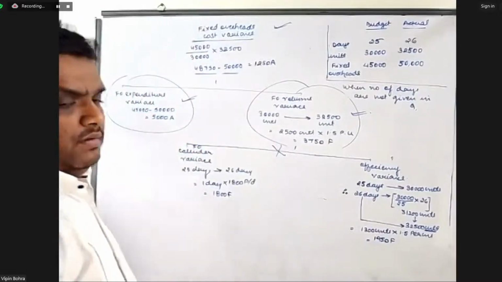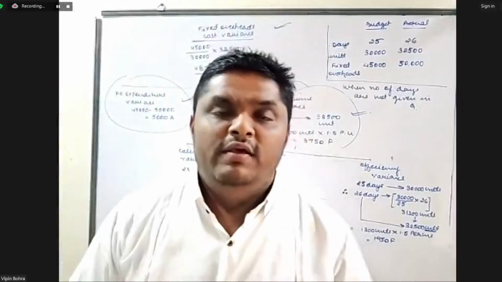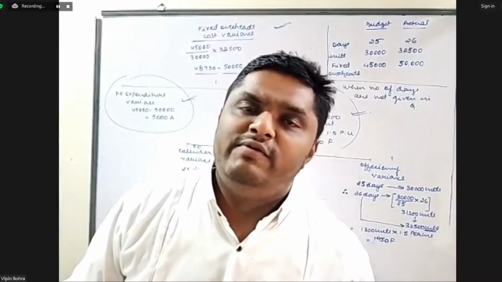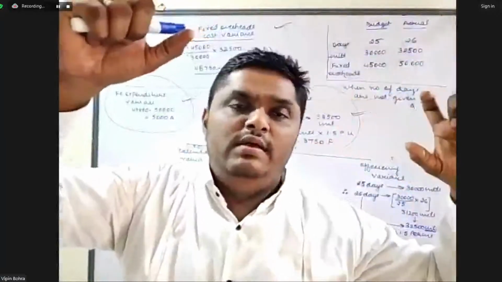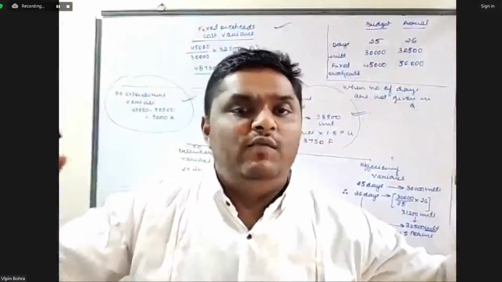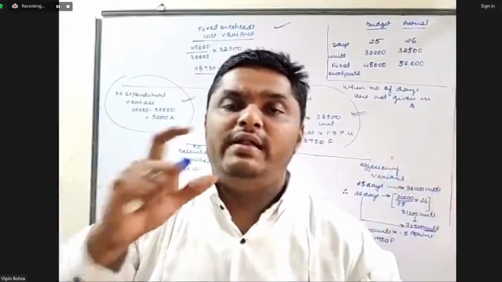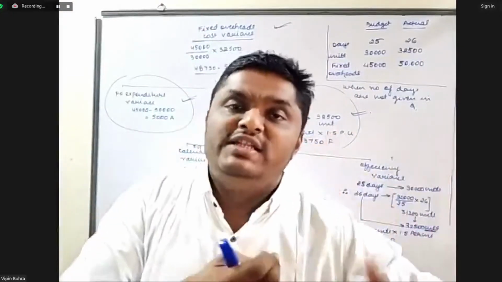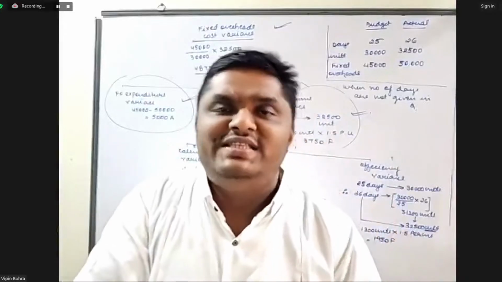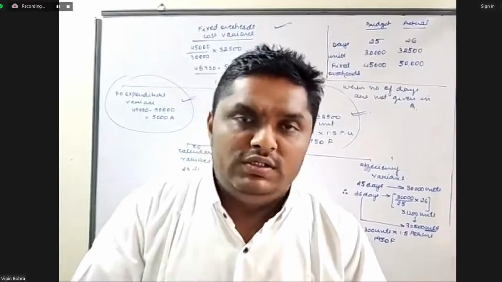So, guys, we are done with fixed overhead variance. When all the information is given in the question, then very simple: first cost variance, then expenditure and volume. Once volume is calculated, then we'll calculate calendar, capacity, and efficiency. Very important, guys: calendar variance plus capacity plus efficiency will be volume, and volume plus expenditure will be cost.